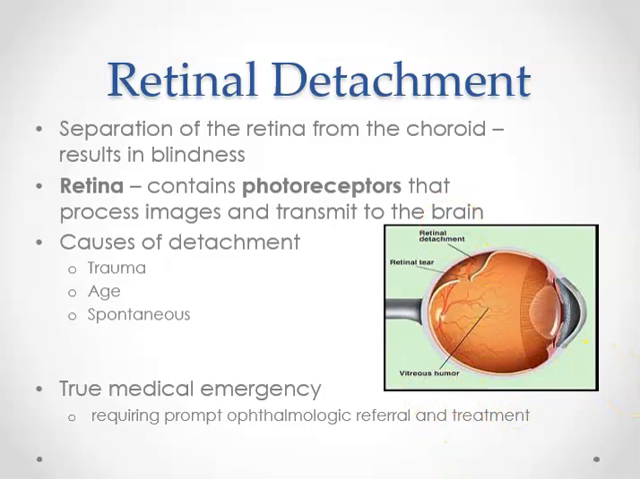With the retinal detachment, we have a separation of the retina. And this can be caused from a couple different things. It can be from trauma, age, or spontaneous. Sometimes too, I see these happening with diabetics, especially type 1 diabetics. And this is a true medical emergency, so they need treatment immediately to help prevent any permanent loss of vision. Most of the time when these occur, they're spontaneous.